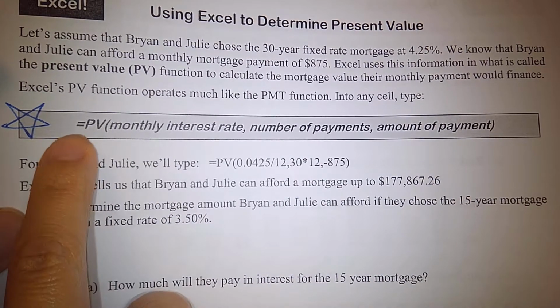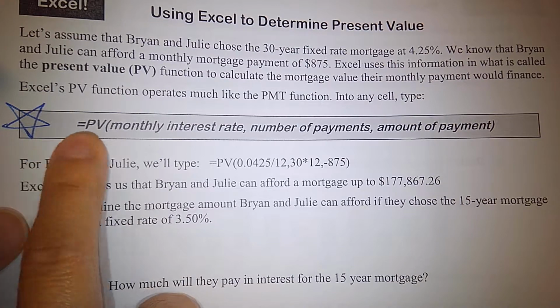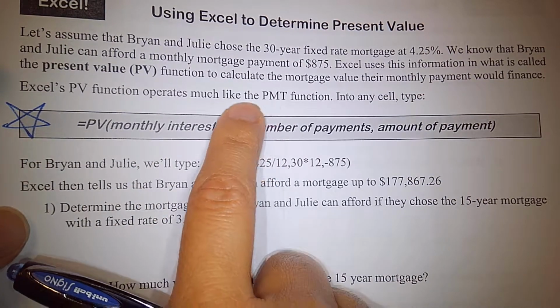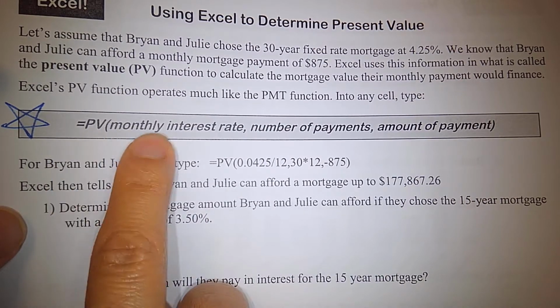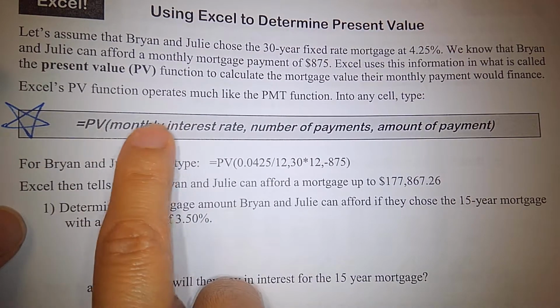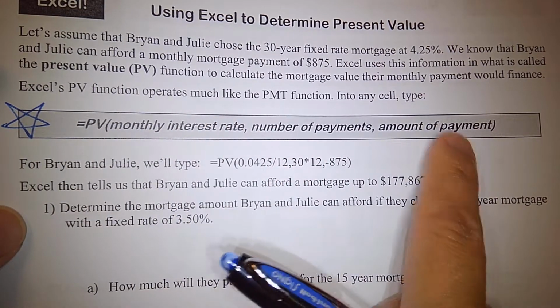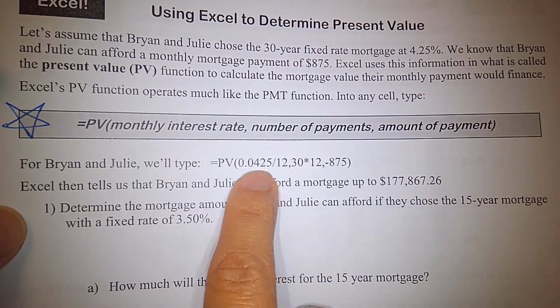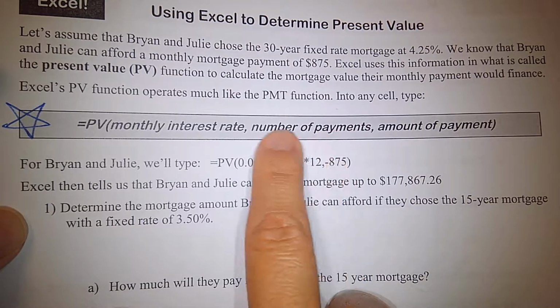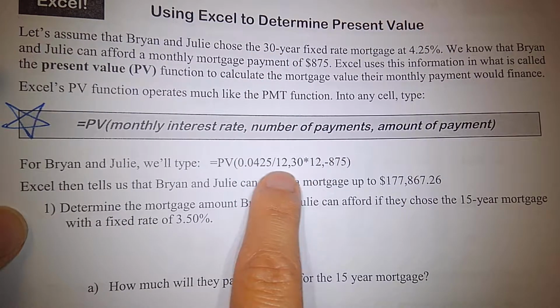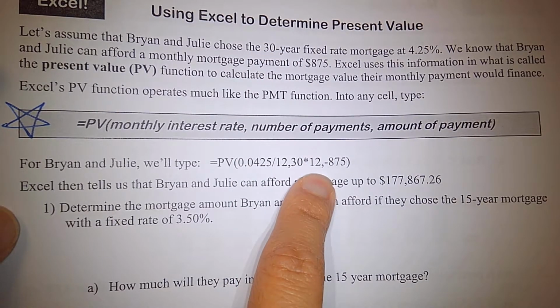So what they do is use this PV function. Setting up the PV function is very similar to the PMT function. It says equals PV. Inside the parentheses, there are 3 parameters. Monthly rate, same thing, use the annual rate divided by 12. Number of payments over 30 years in this question, 30 times 12.